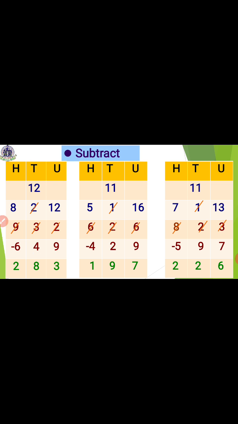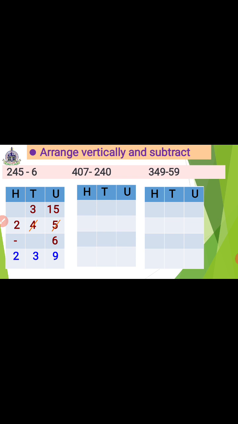Some solved problems are given here. You have to see it thoroughly. Okay, students? Now, arrange vertically and subtract. First, what we have to do? We have to write this 245 on the top like this and 6 on the bottom. You have to arrange in a proper home, like units in units home, tens in tens home and hundreds in hundreds home. Okay students?